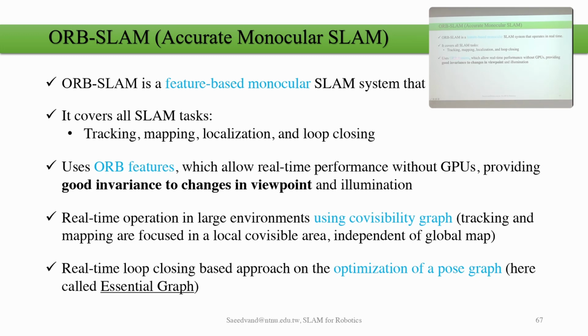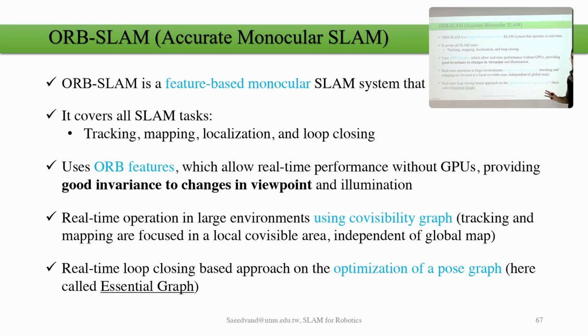So, and of course, good invariance for changes of the viewpoint because of the rotation, the ORB-SLAM characteristics. It operates in real time in large environments and uses the covisibility graph that I gave you an idea of. That is tracking and mapping on the covisibility graph for an independent global map. And in addition, we have the real-time loop closing approach, that is optimization of the pose graph, called the essential graph. So there is a technique that tries to improve the pose graph by the essential graph.